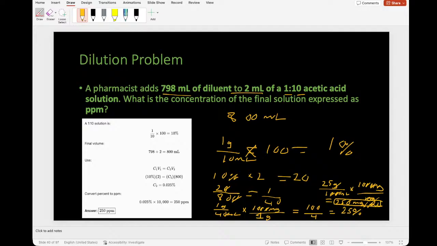And that will show you that it is basically 100 over 4, that would be 25, which is equivalent to 25%.